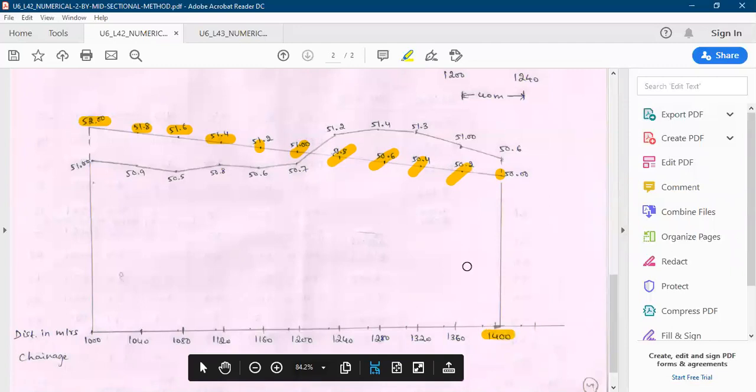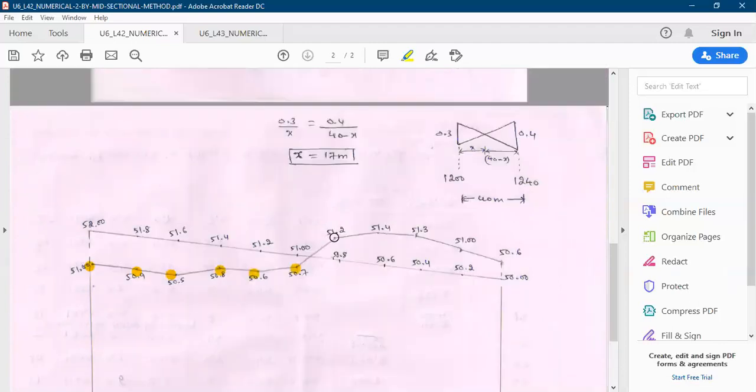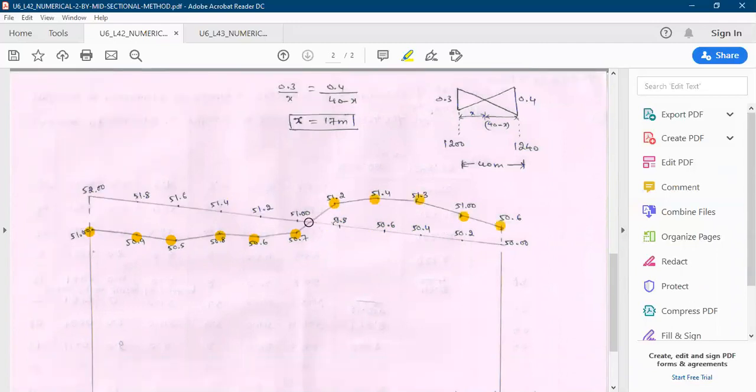Similarly, we have to plot the RL of the points on the ground. Right, like this it is varying. Right, so these are the given values. We can plot these values directly. Right, so by looking at this cross section, longitudinal section, we can identify at some point RL of the ground is crossing the RL of formation.